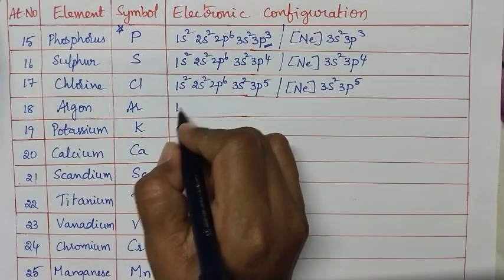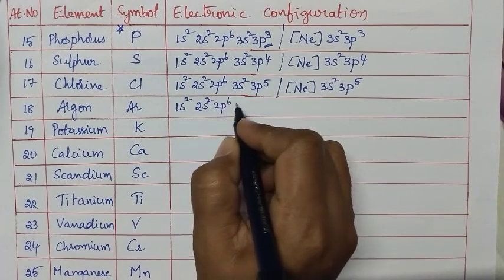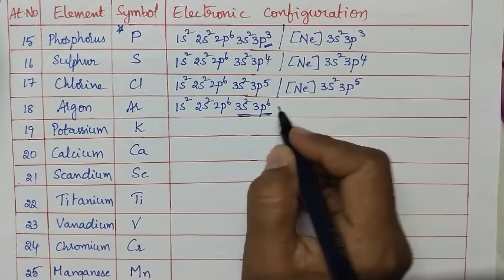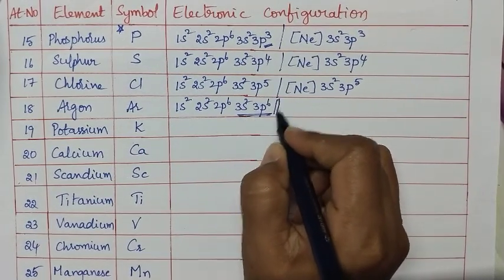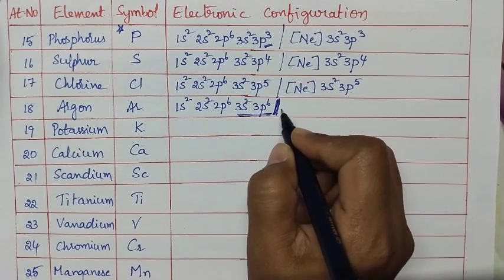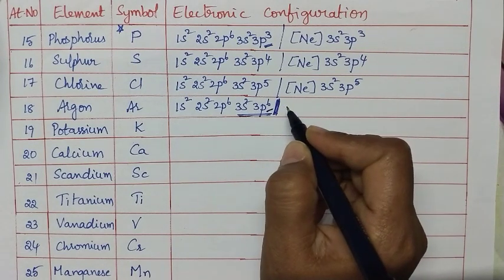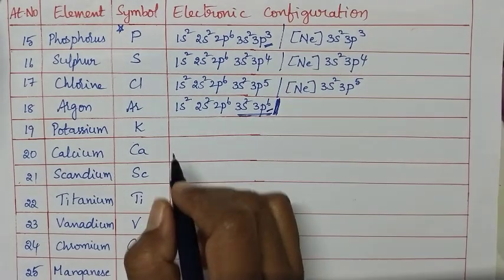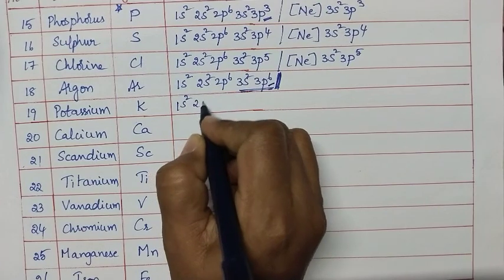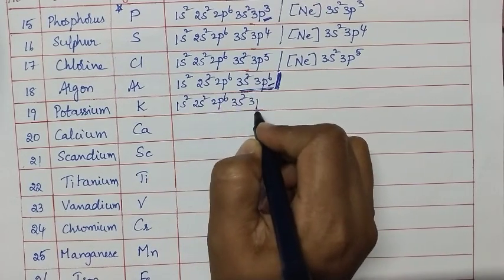And coming to the argon, its configuration is 1s2, 2s2, 2p6, 3s2, 3p6. Again, this argon is having noble gas configuration and hence it is stable. Clear, student? So, maximum how many electrons can be accommodated in the p orbital? 6 electrons.